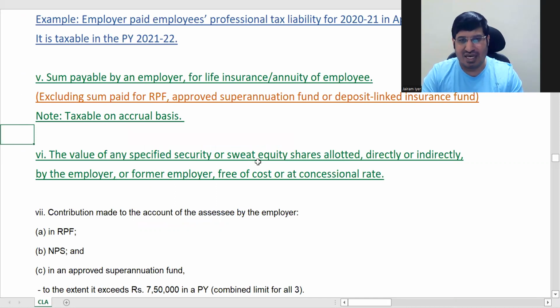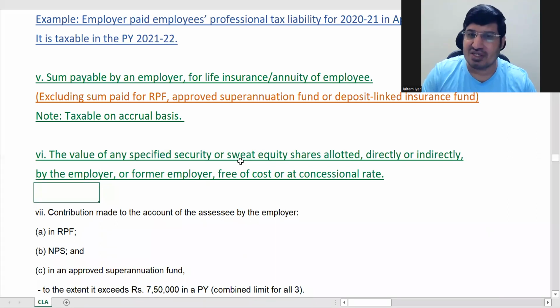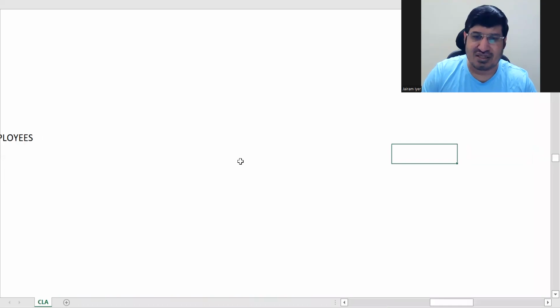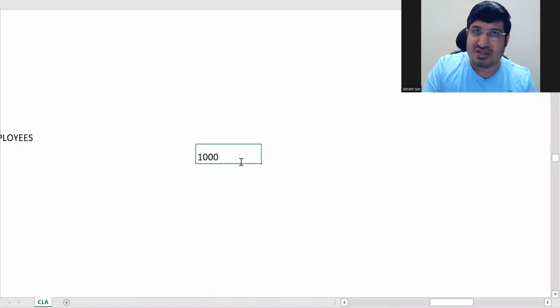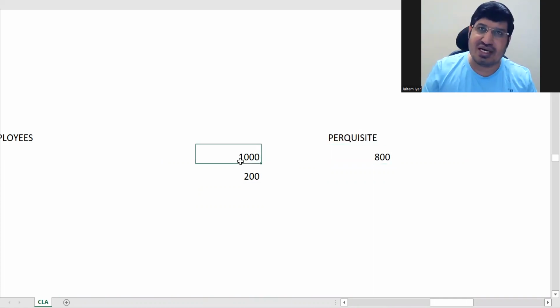Although the name sweat is there, it basically implies hard work done by them, but by seeing sweat, you might think it's lower level employees. It's not that sweat equity shares are for higher level employees, but the employee stock option scheme, ESOP, is basically for everyone. So the value of such shares given free or at a concessional rate is an advantage to you, right? If the share's market value now is say 1,000 rupees per share and an employer is giving it to you for 200, then you have an advantage of 800, correct? So this 800 is your perquisite, not the entire 1000.